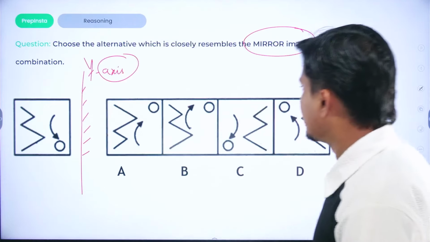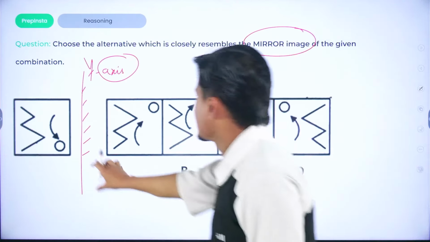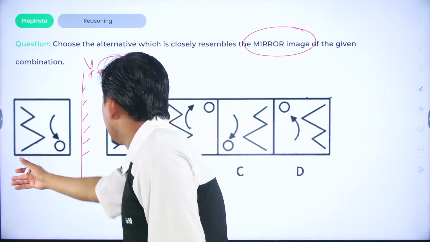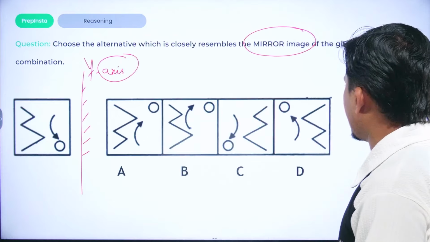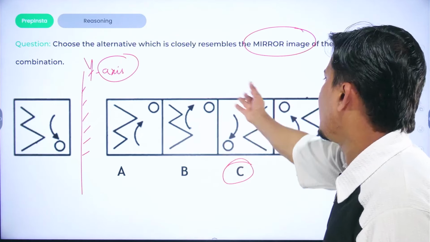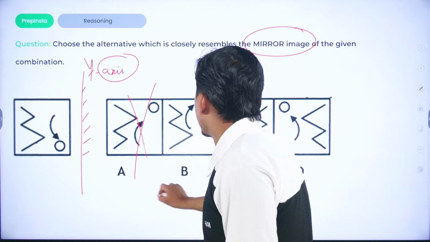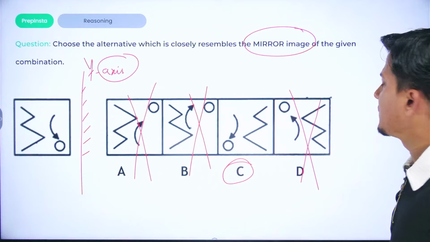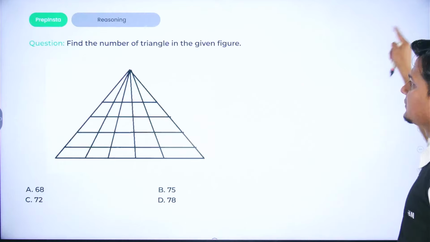Now check the orientation of the ball. Suppose this is a ball and it is kept just in front of the mirror. So the right orientation would be option C. All the other options are either upside down or in the wrong orientation. So these options would be eliminated, only one option would be left, which would be the right answer.